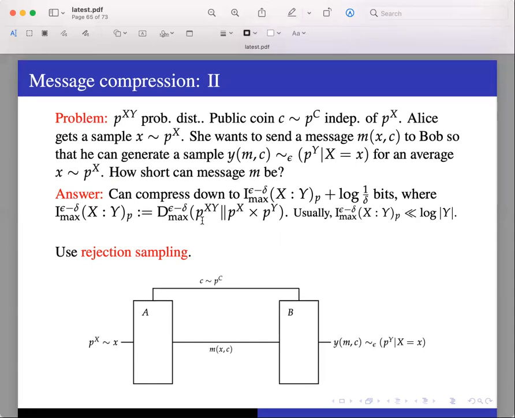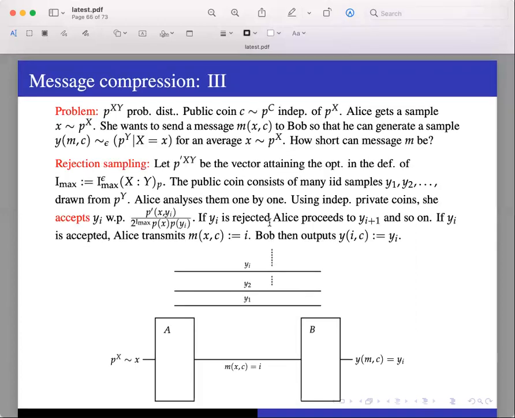So I'll be evaluating the Dmax, not the smooth Dmax, the non-smooth Dmax for P prime on XY, and here the second one will be of the old one, PX times PY. So that's the definition of the smooth Dmax. So let P prime be the vector attaining the optimum in the definition of Imax epsilon.